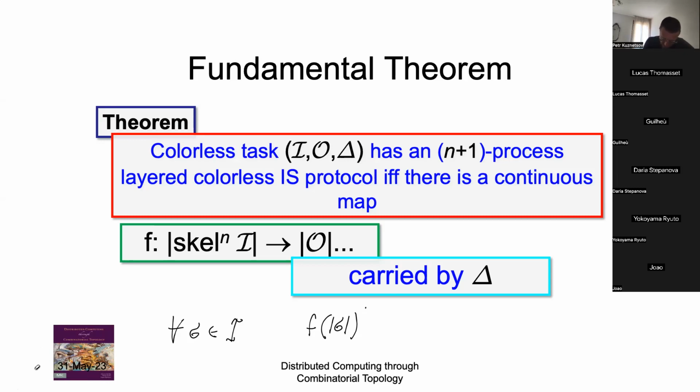It's not needed. Sorry. Of course, you take the geometric realization of sigma. Yeah, it's a set of points. It's a subset of the geometric realization of I, of the input complex. And then you map it by f, and you get a set of points in the geometric realization of O. This should be a subset of what? Of the geometric realization of delta of sigma. Yeah. So the outputs f produces is somewhat close to what the task is assuming.